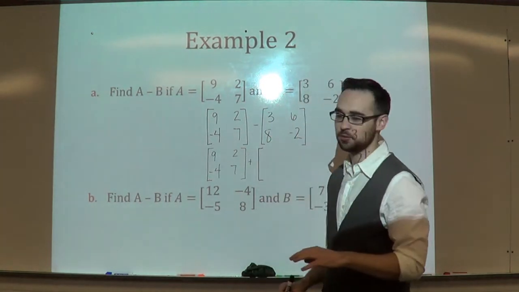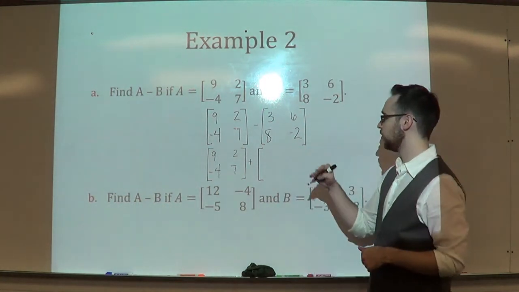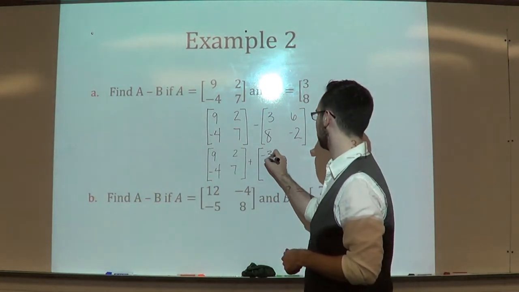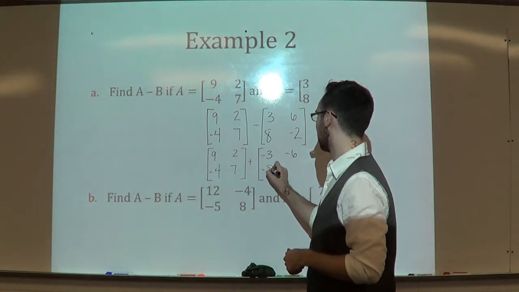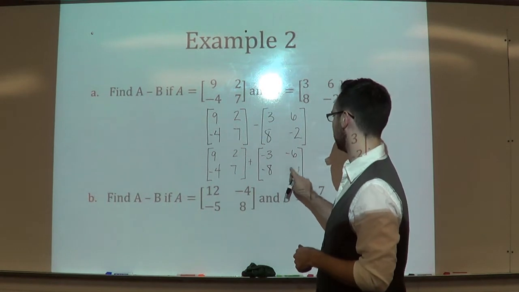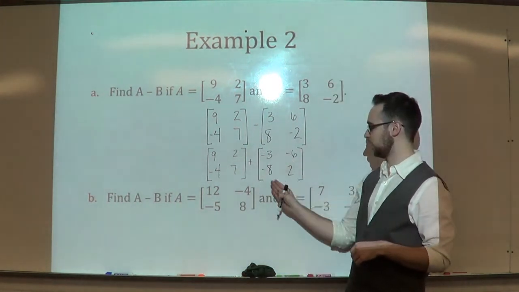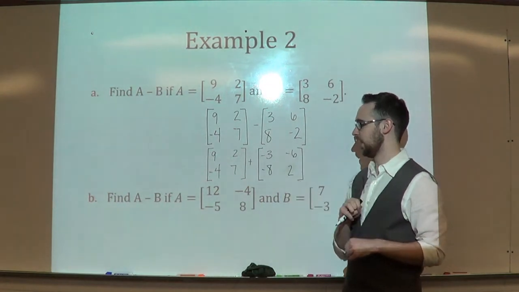So just like when we're adding or subtracting those polynomials and we distribute that negative across the polynomial, we can do the same thing here. I can make this a -3, a -6, a -8, and a +2, not a +4. So all of the signs of that are going to change in this particular problem.